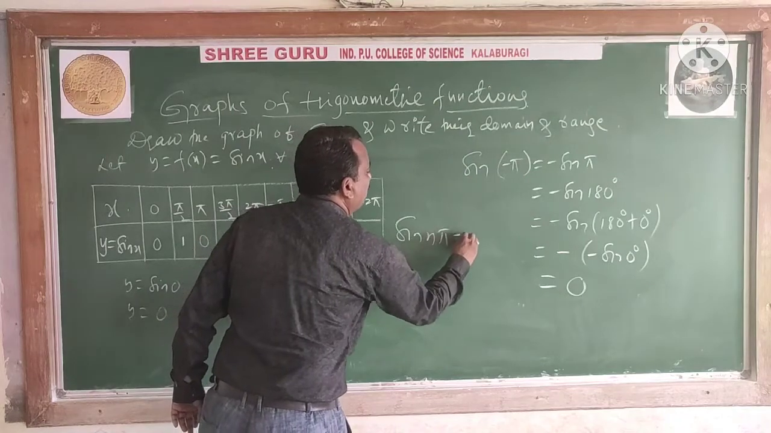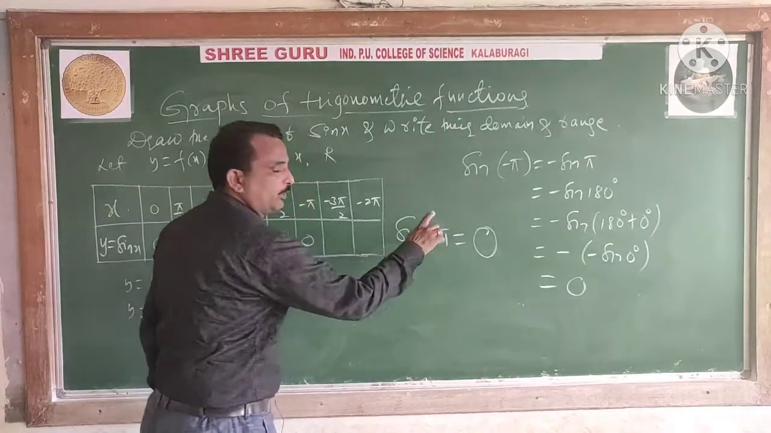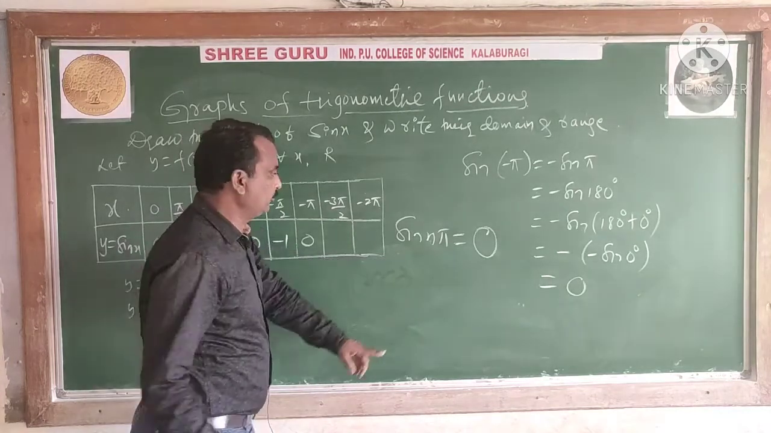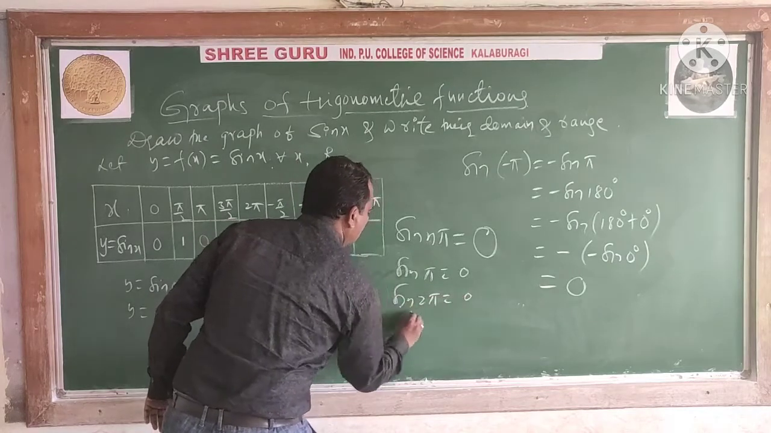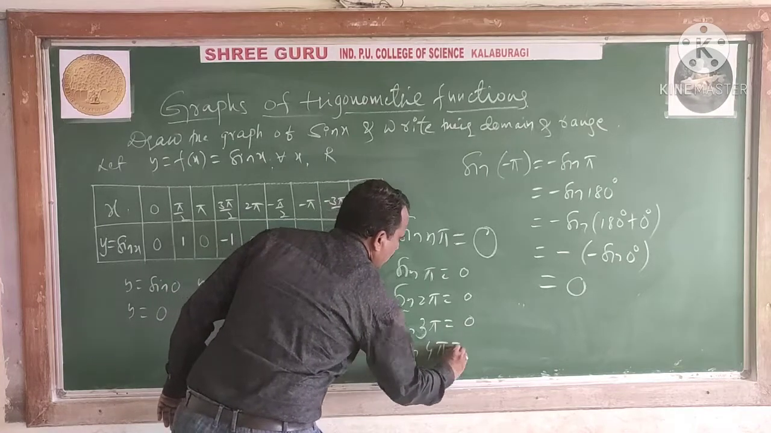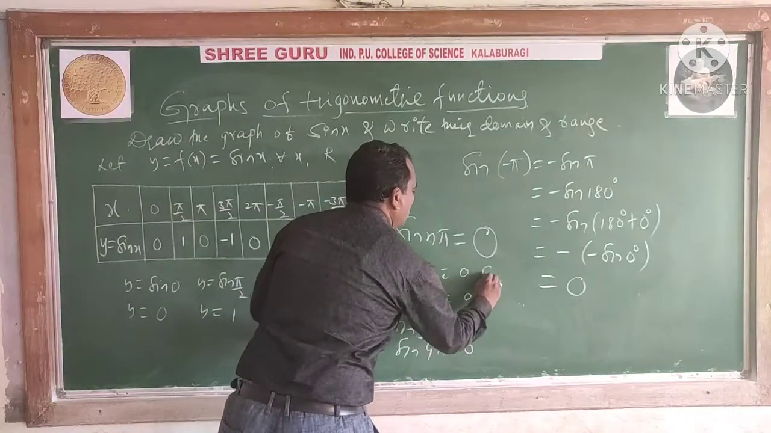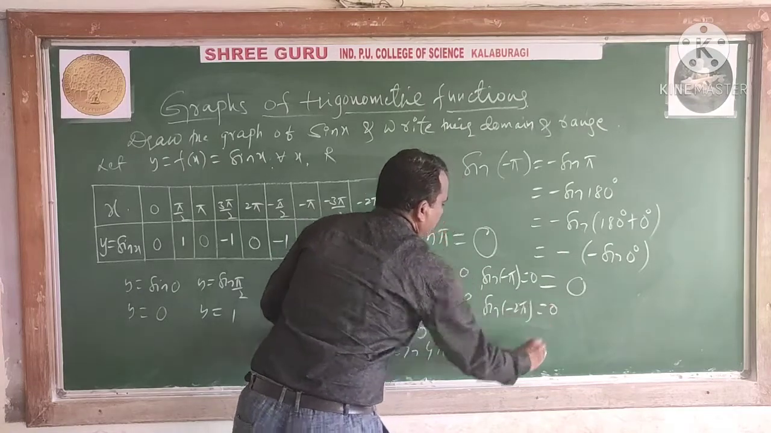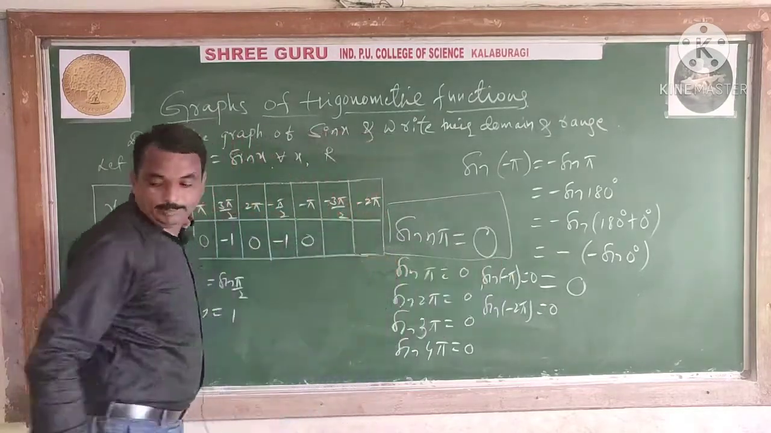Sin of n multiple of pi values is 0, where n is a set of all integers. So n is 1, 2, 3, minus 1, minus 2, minus 3. So sin 1 pi is 0. Remember, sin of 2 pi is 0. Sin of 3 pi is 0. Sin of 4 pi is 0. Sin of n pi is 0. Negative also: sin of minus pi is also 0. Sin of minus 2 pi is also 0. So like that, remember, sin n pi is 0.